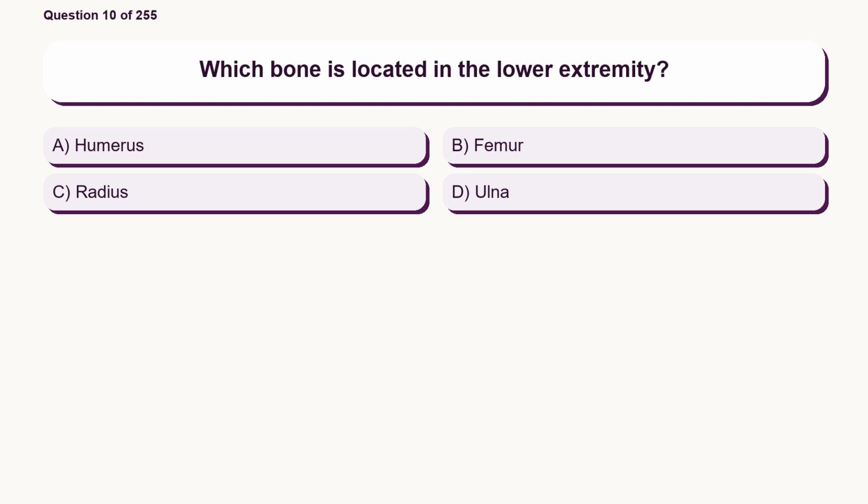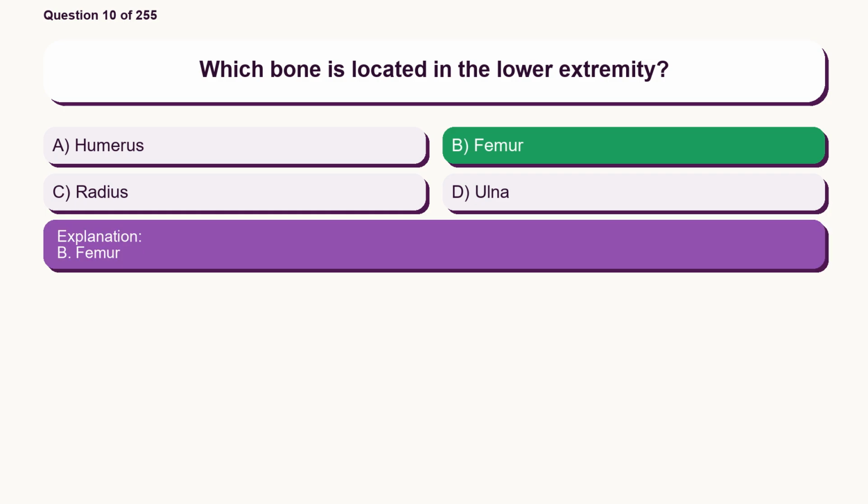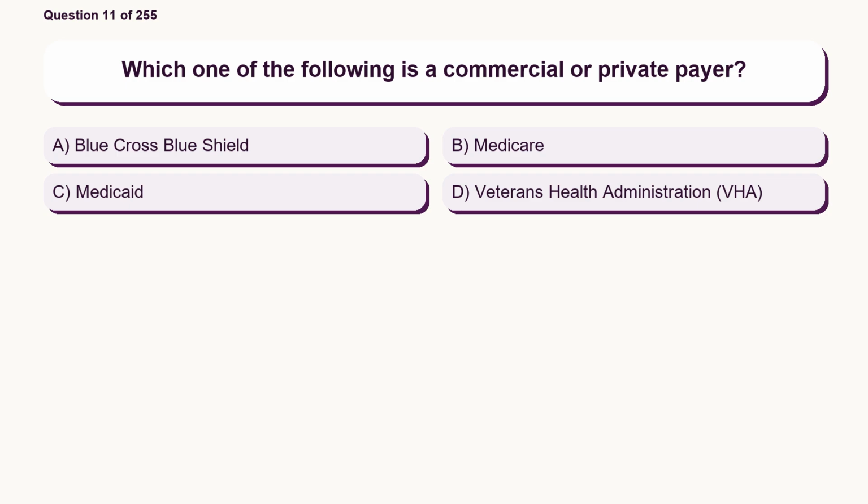Question 10. Which bone is located in the lower extremity? Option A, humerus. Option B, femur. Option C, radius. Option D, ulna. The correct answer is option B, femur.